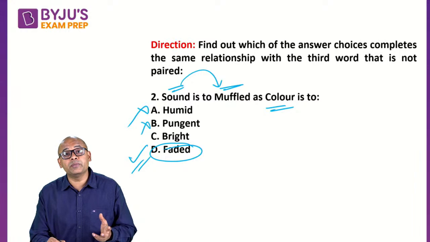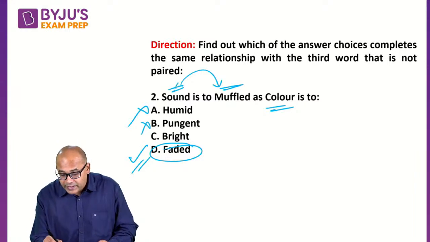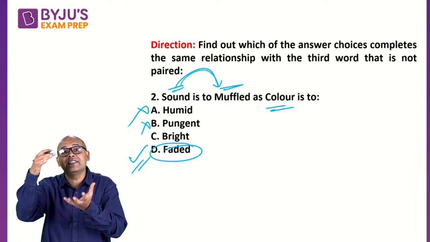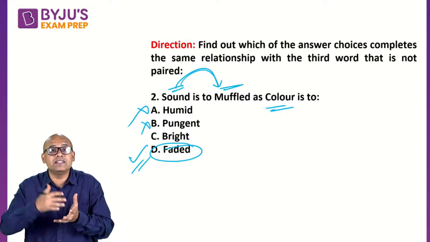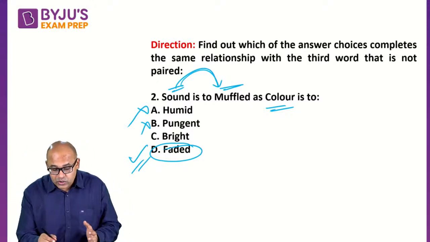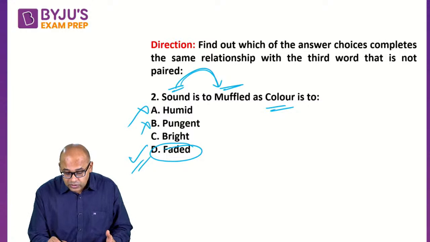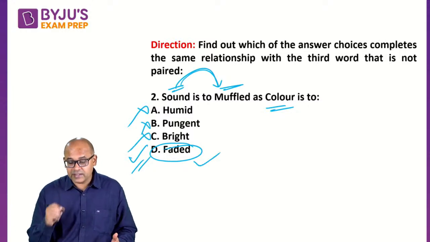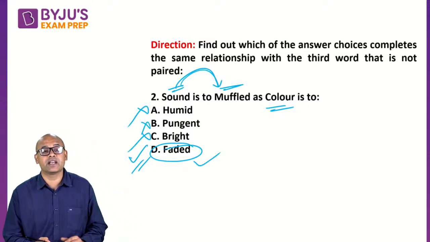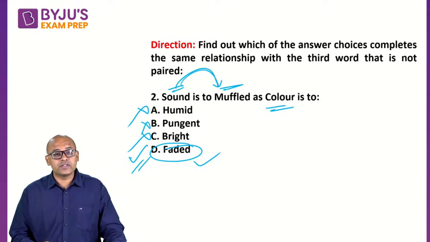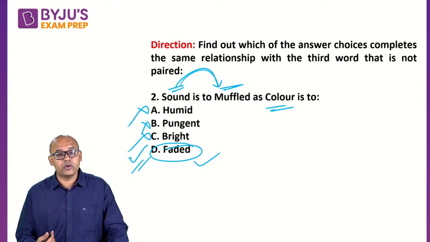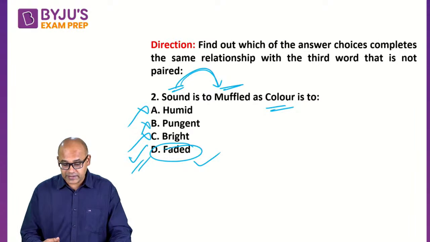Bright could be a possibility, but actually here, what is happening? For sound, the intensity is reducing, whereas bright is the intensity increasing. So actually it is a reverse effect. So this is not the answer. Hence option D has to be the correct answer. Okay, so Sneha, Malik and Abhishek Kaushal, good. All of you have given the correct answers.